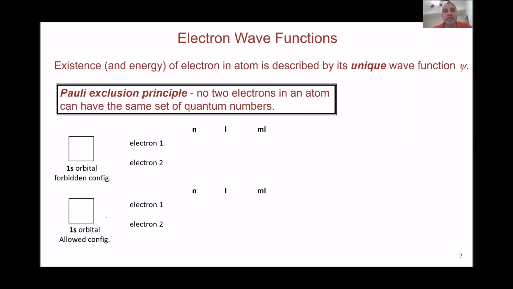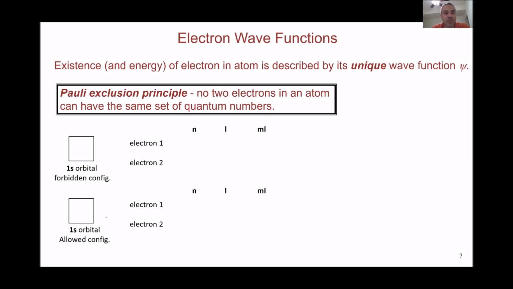The second rule in determining the electron configuration, or the distribution of electrons inside the atom, is called the Pauli exclusion principle. In general, any single orbital can accommodate up to 2 electrons. But how these 2 electrons are distributed with respect to each other depends on the Pauli exclusion principle, which simply states that any 2 electrons in any atom cannot have the same set of quantum numbers.